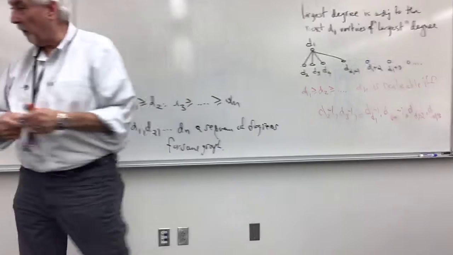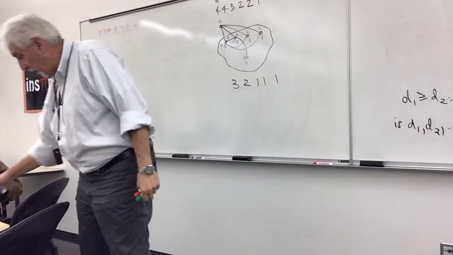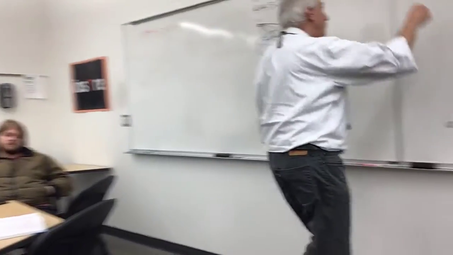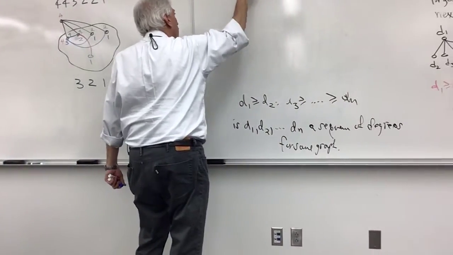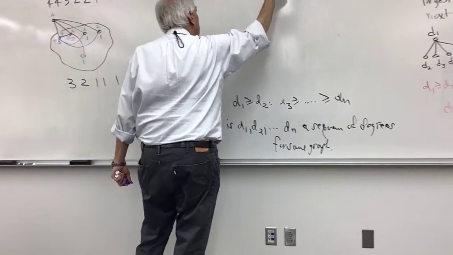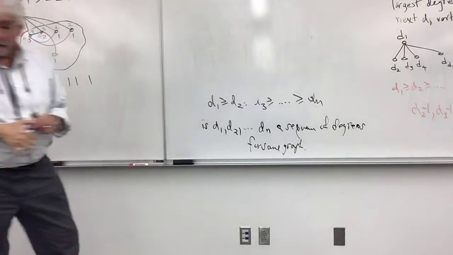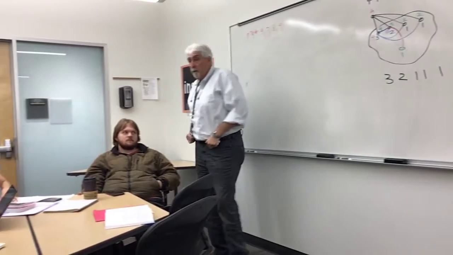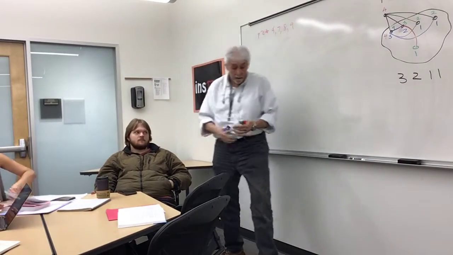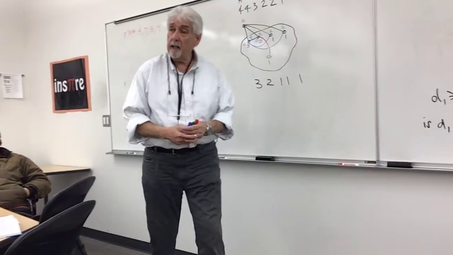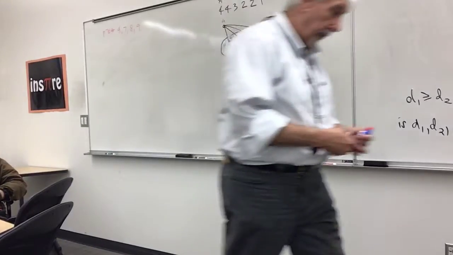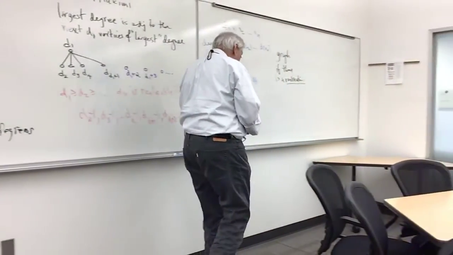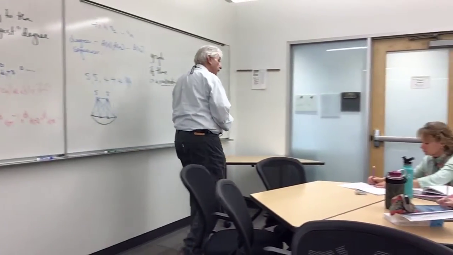Where was it? Okay, so 2.5.8, 5, 4, 4, 3, 1, 1. This is almost too easy. By Havel-Hakimi, what can you tell me? 5, 4, 4, 3, 1, 1 is realizable. In fact, if and only if what?